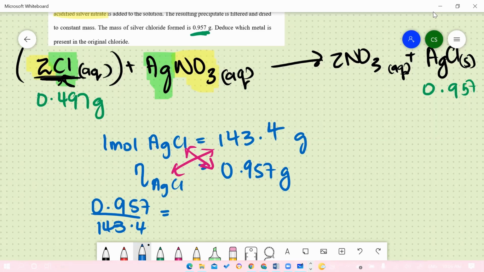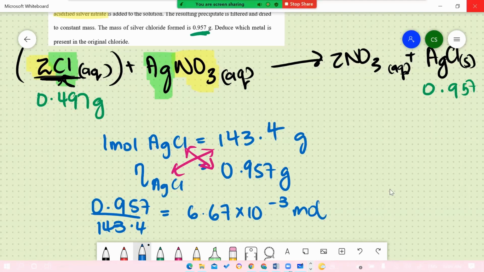What's the number of moles that we got? No rush. That would be 6.67 times 10 to the negative 3. Very good. So that's the number of moles of AgCl that we got, right?